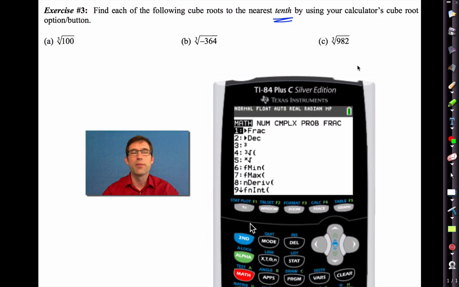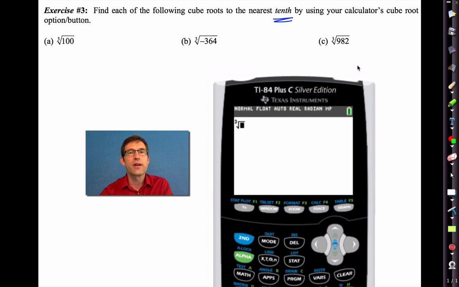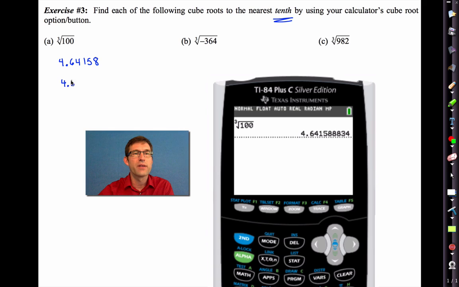If you go down a little bit, you see this option. It's a little weird because to me that looks like 3 times the square root, but it's actually the cubed root. So I'm going to hit enter on it, type in 100, and hit enter. It's as simple as that. It's ugly because 100, although it's a perfect square, is not a perfect cube. It's 4.64158, and to the nearest tenth, that's 4.6.